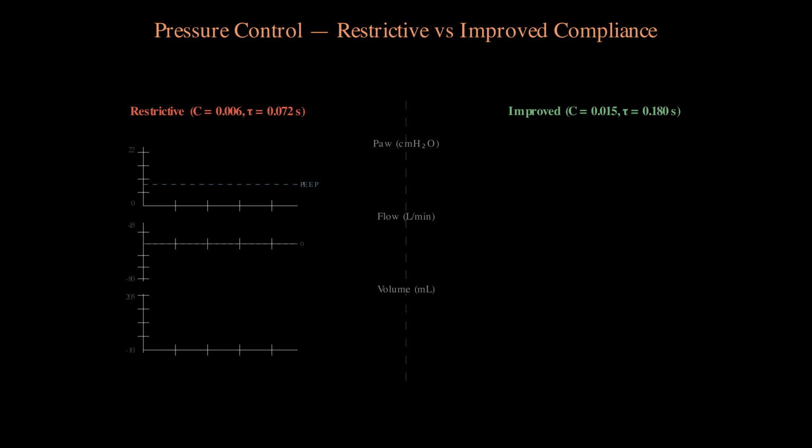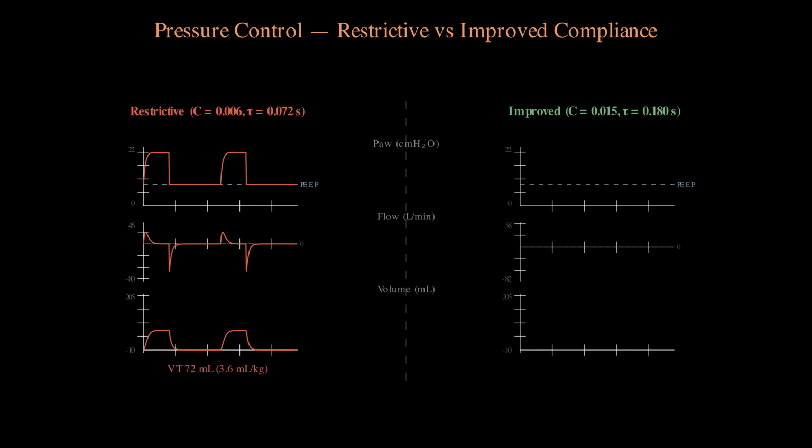Now let us see the waveforms. Here is a 20-kilogram child on pressure-controlled ventilation at a rate of 25. On the left, compliance is very low at 0.006 liters per centimeter of water, representing severe restrictive disease. Tidal volume is only 72 milliliters.